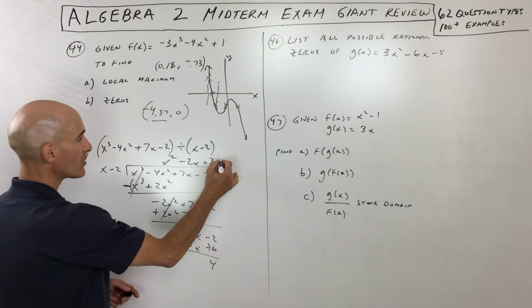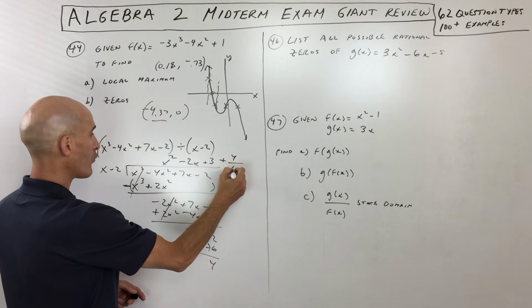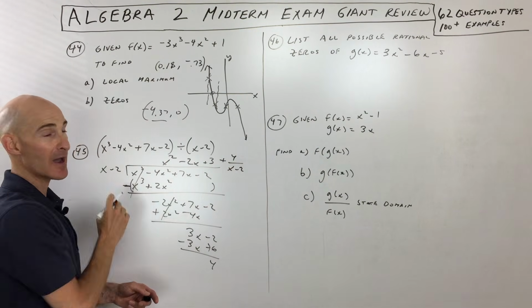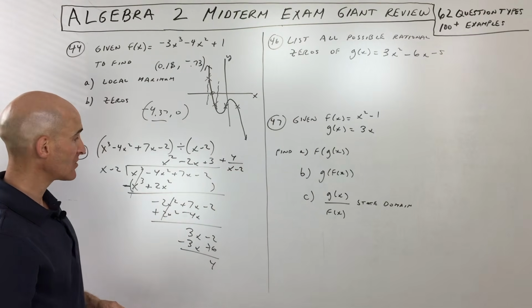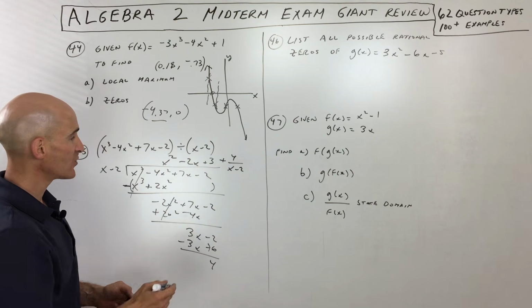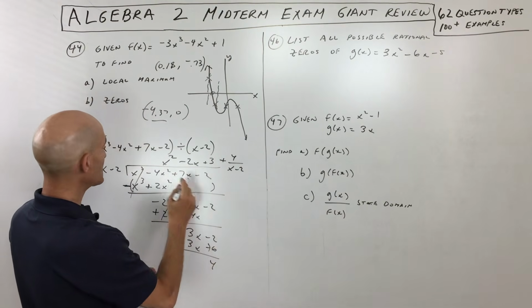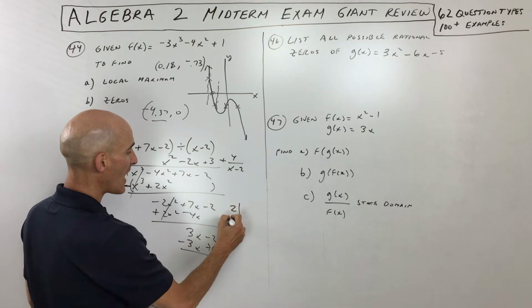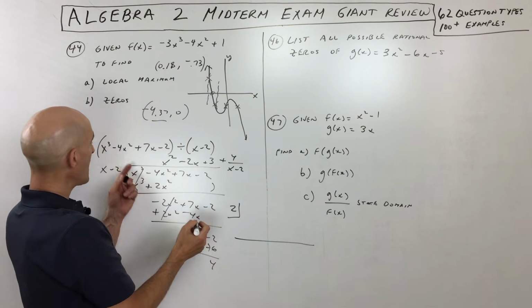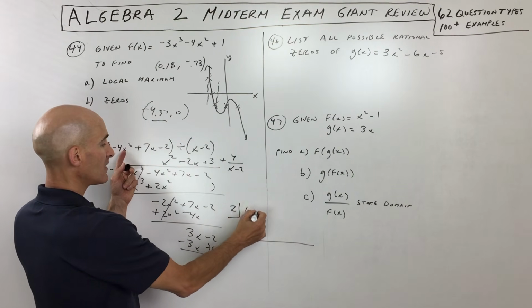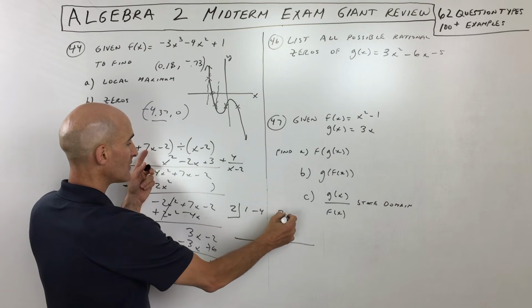Now what do we do with the remainder? We put the remainder over the divisor, what we're dividing by. And that's your answer. Now you might be asking, Mario, how do we do this with synthetic division? Well, let's take a look. If we're dividing by x minus 2, you just put positive 2 here, and you use the coefficients 1, negative 4, 7, and negative 2.